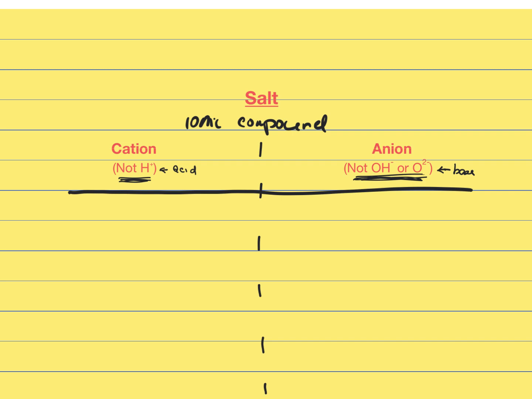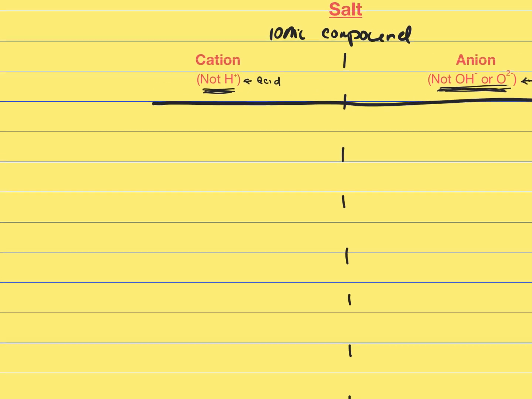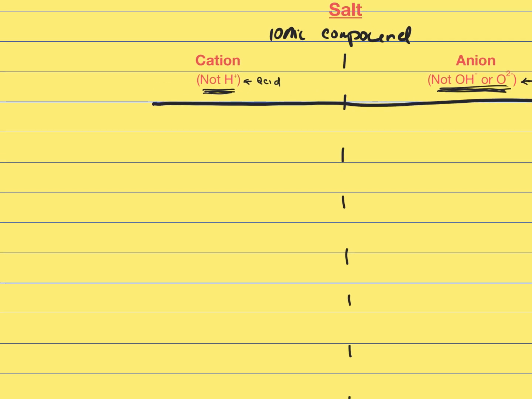So let's start with the cation. Let's focus on the cation. The cation can either be neutral or it can be acidic. So how are we going to know whether it's neutral or acidic? To be neutral, it needs to be a 1A or 2A metal.